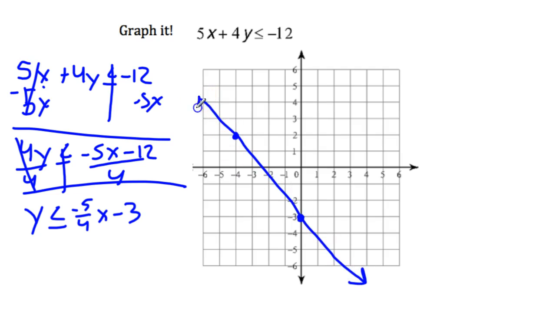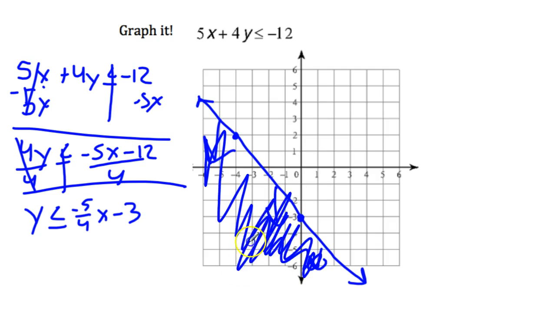So I connect it with a solid line. Pretty good line, Mr. D. And its y is less than or equal to negative 5/4 x minus 3. So less than is below that line. It's below. So there we go. Shading everything below that line.